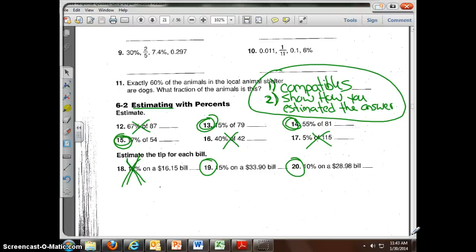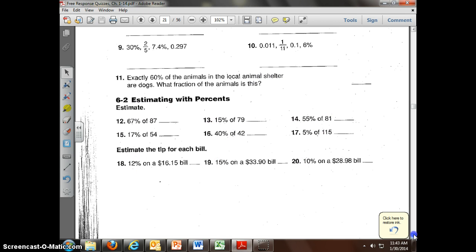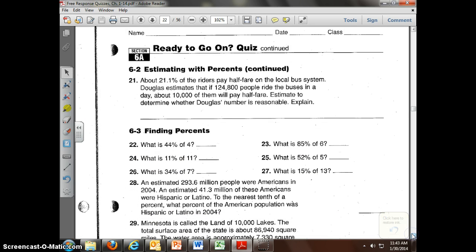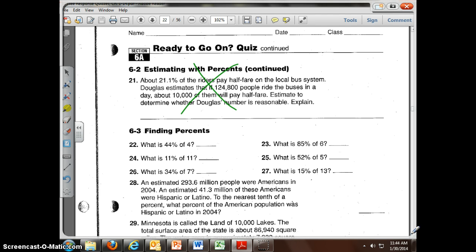Okay. Flipping over to the back side, we have more estimating with percents, and we are going to skip 21, so that is the end of estimating with percents, so no 21. You are going to cross off 23, 25, and 27. 23, 25, 27, and also cross off 28. You do not need to do 23, 25, 27, and 28.